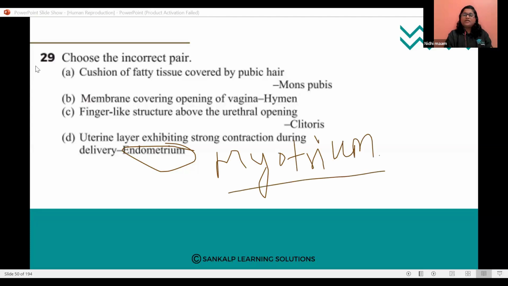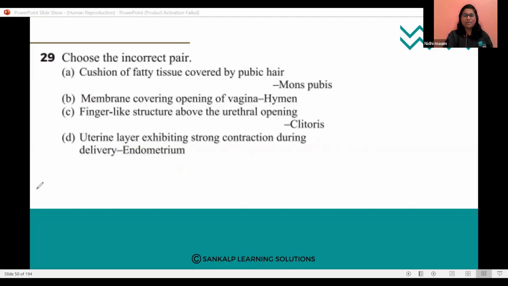Myometrium. So the maximum contraction is done by the myometrium. That is why option D is the right answer, which is the incorrect pair. If it said myometrium here, this would have been correct. So option D is the right answer.